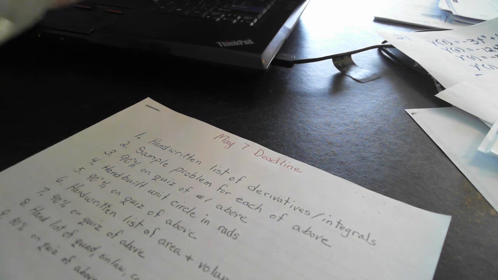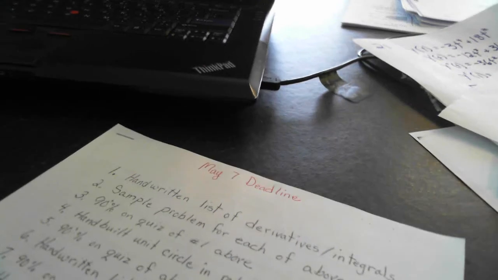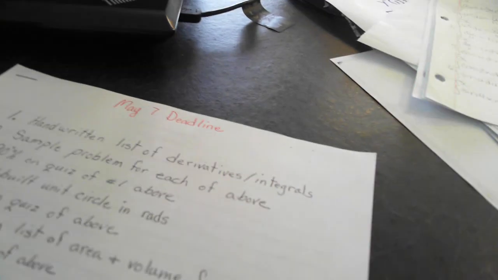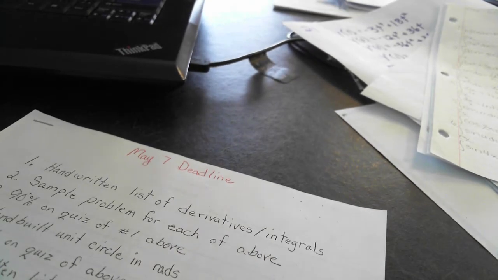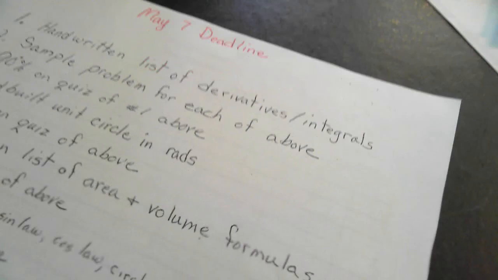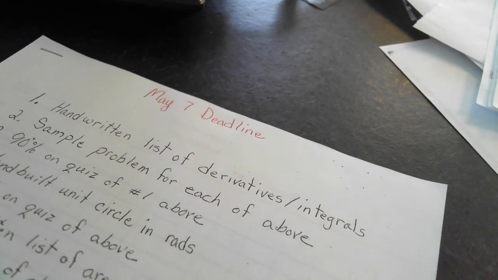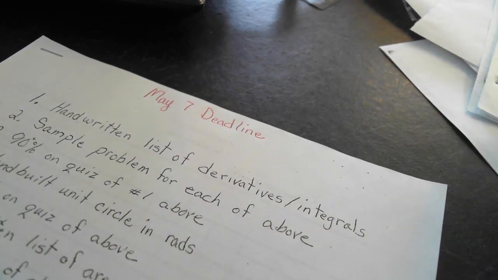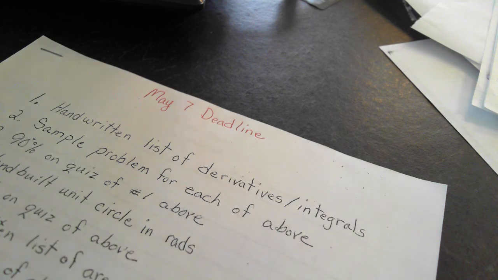All right. Now we should talk about how points would be accumulated. Number 1. You can have a point for a handwritten list of derivatives and integrals. I even printed off one for you, but a handwritten one would be what I'm giving the point for. Anybody can run one off from somewhere or copy somebody else's, etc.